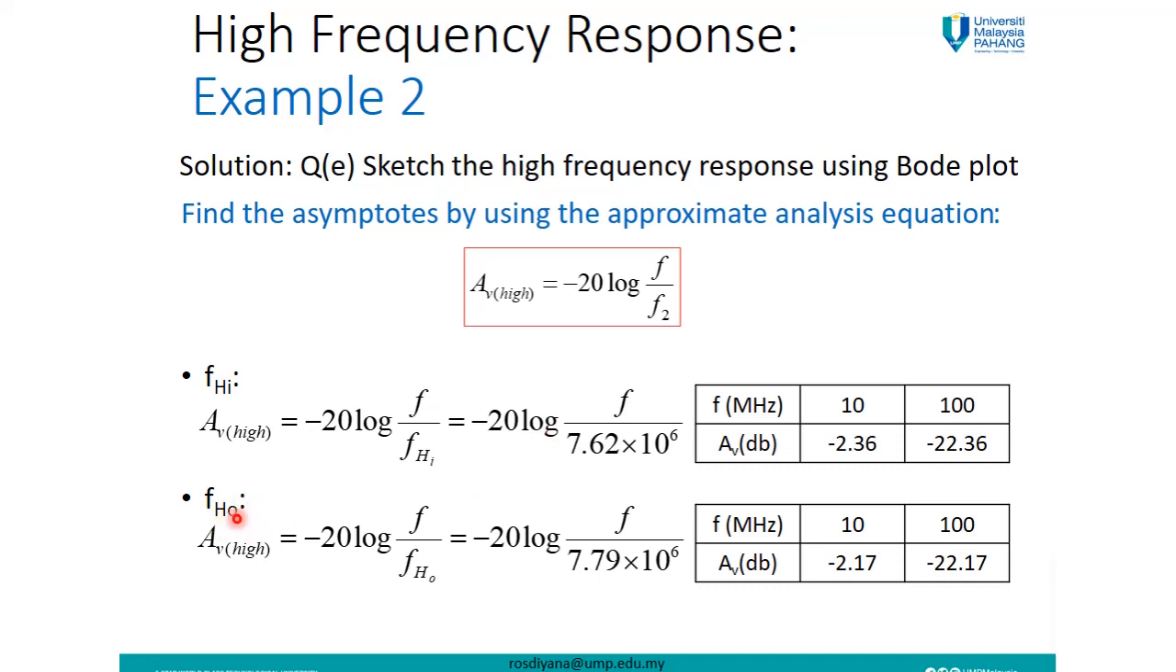For the fH out, insert the fH out value here, 7.79, and then for the frequency here, we insert this value, 10. Then you calculate, and you get the Av is negative 2.17. And this one, 100 divided by 7.79 mega, we get the Av is negative 22.17.